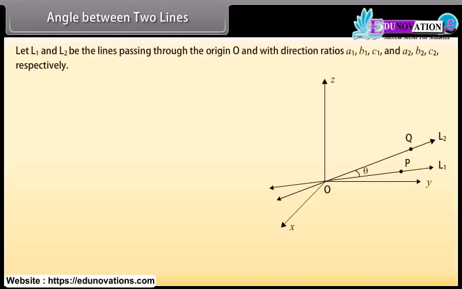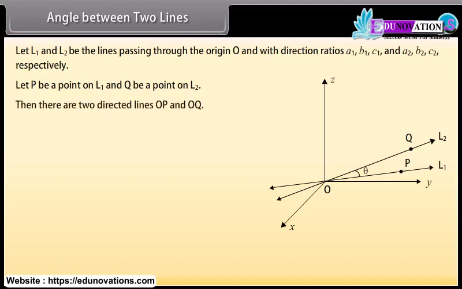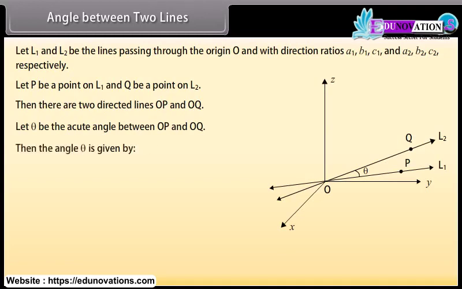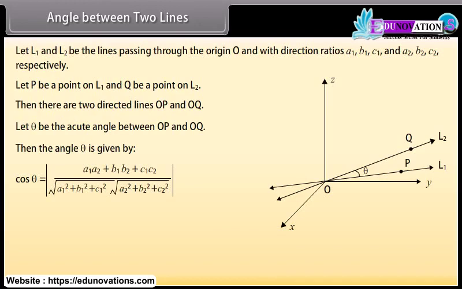Angle between two lines. Let L1 and L2 be the lines passing through the origin O and with direction ratios A1, B1, C1 and A2, B2, C2 respectively. Let P be a point on L1 and Q be a point on L2. Then there are two directed lines, OP and OQ. Let theta be the acute angle between OP and OQ. Then the angle theta is given by cos theta equals modulus of (A1A2 + B1B2 + C1C2) divided by square root of (A1 squared + B1 squared + C1 squared) into square root of (A2 squared + B2 squared + C2 squared).